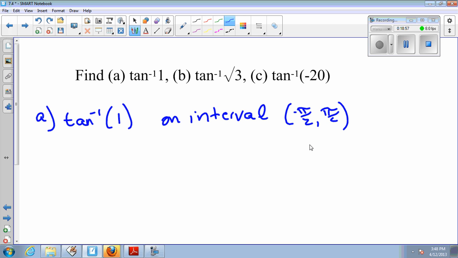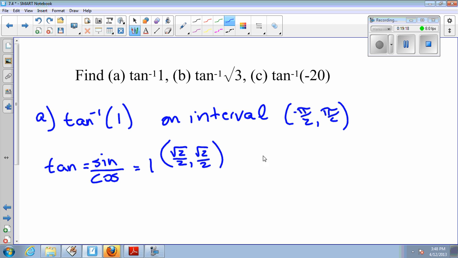So we want a tangent value of 1. So that means that sine and cosine must be the same thing. So that occurs where it is root 2 over 2, root 2 over 2. And the radian value is pi over 4.